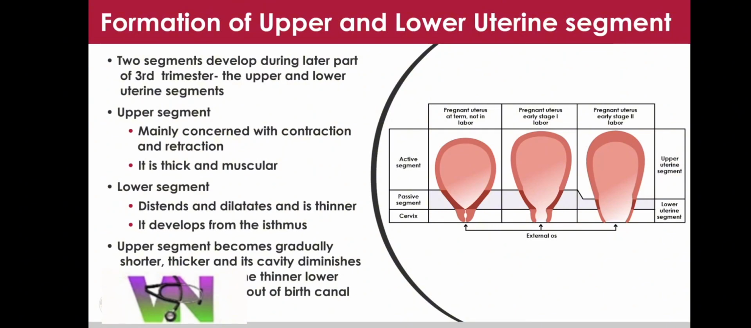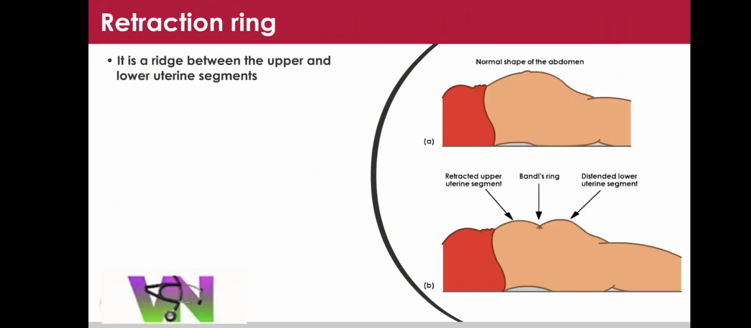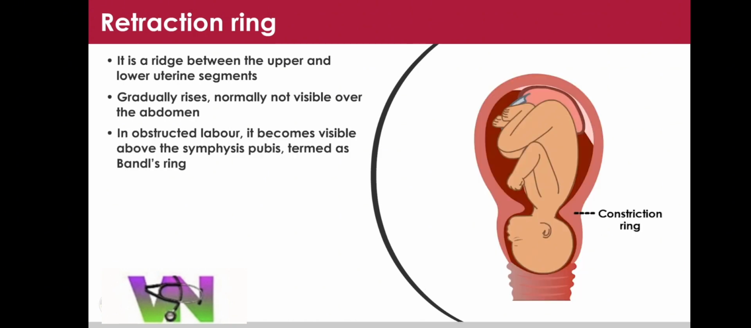Retraction ring. It is a ridge between the upper and lower uterine segments. It gradually rises and is normally not visible over the abdomen. In obstructed labor, it becomes visible above the symphysis pubis, termed Bandl's ring.